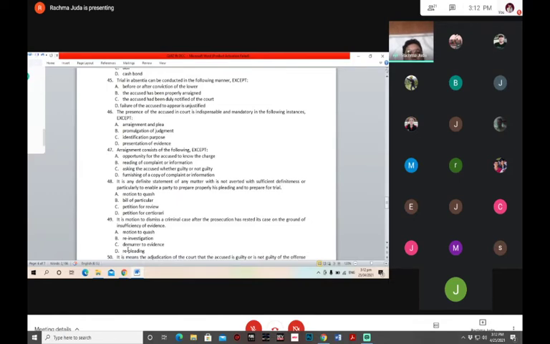Next, 46. The presence of the accused in court is indispensable and mandatory in the following instances except. So, asa daw dira, ang question is, asa daw dira ang dili needed ang presence ni accused sa korte. So, dili needed ang presence ni accused dira sa korte if in cases na during presentation of evidence. Mauna na siya si trial in absentia. So answer there sa 46 is Delta.